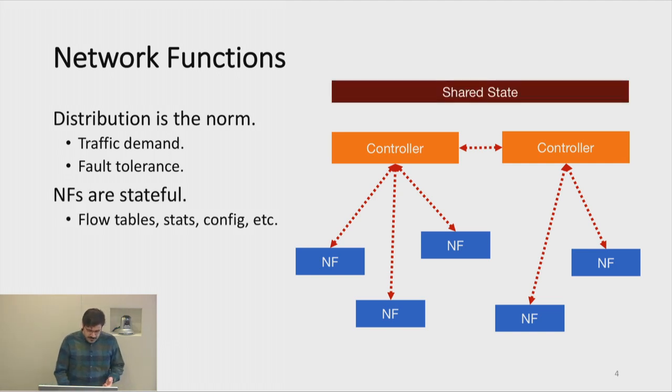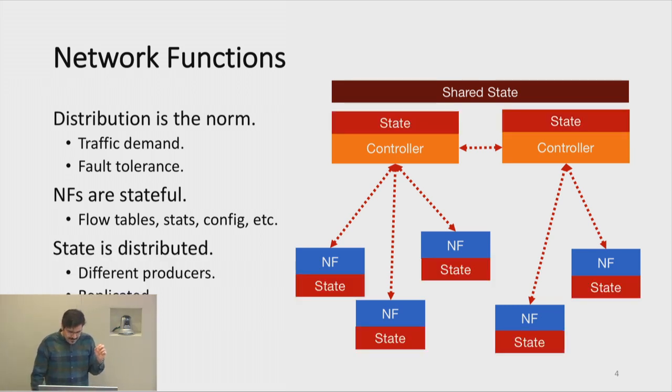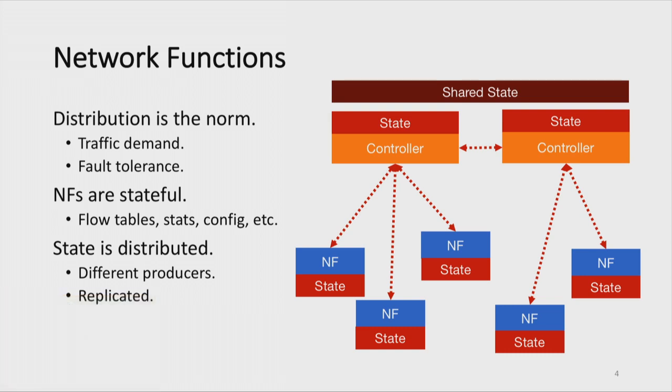Another trait is that NFs, SDN controllers, and so on are stateful. What are these pieces of state? Flow tables, configuration, statistics, and things like that. And this is a very beautiful view of SDN and NFV, that you can think of state as logically centralized. Unfortunately, physically, it is all over the network, all over your instances, because there are different producers of the state, and because when the consumer and the producer of the state are different, we need to replicate the state.